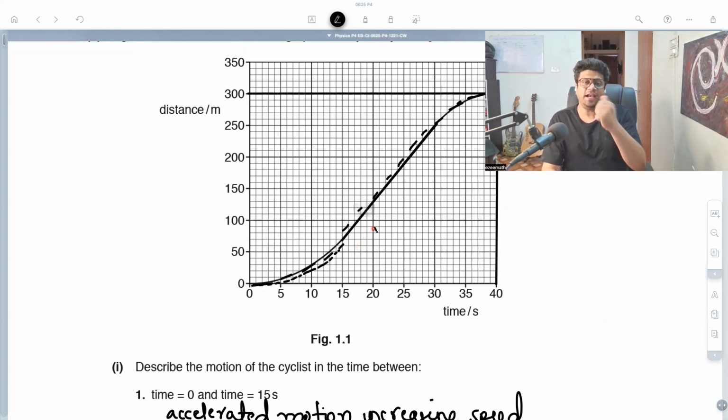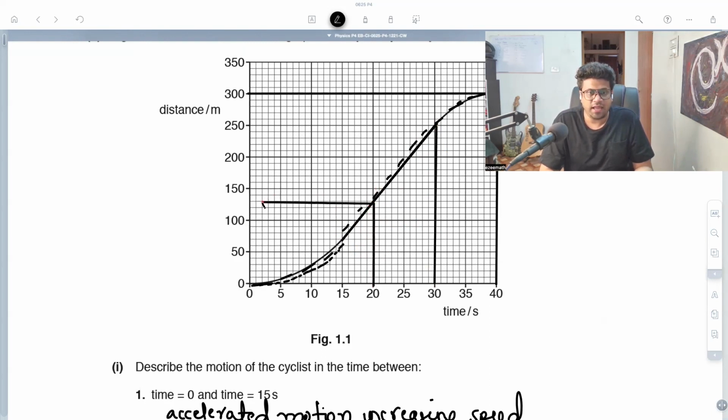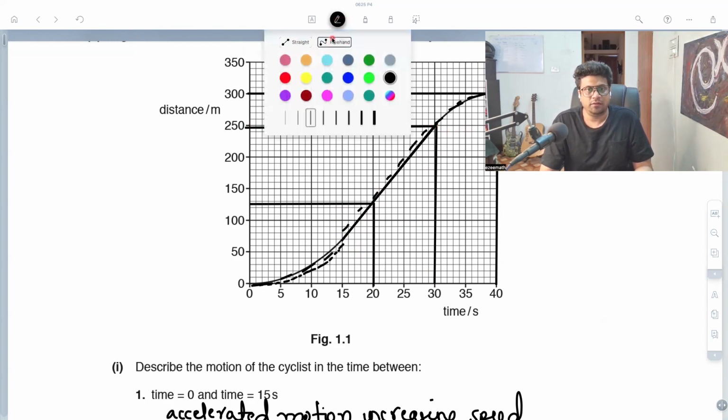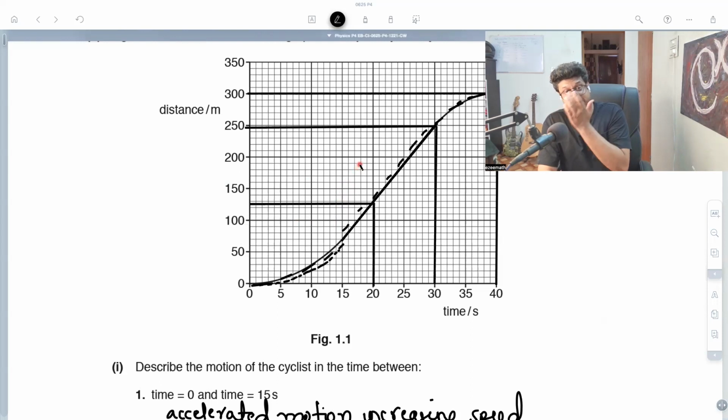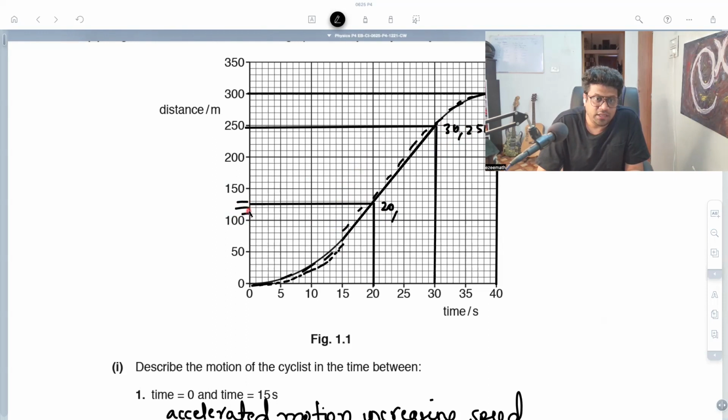I'm going to find out the gradient of this line. How? I drop maybe 2 horizontal and vertical lines just to find out the coordinates of these 2 points. So here we go. I'm only going to find out the gradient of this line. The coordinates are going to be 30 and 250. And for this one, it's somewhere around 110, 120, 130, 127.5. Let's take 127.5.